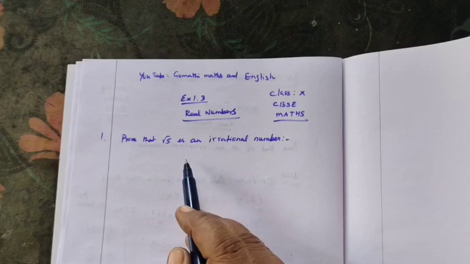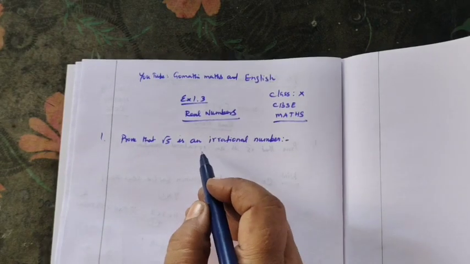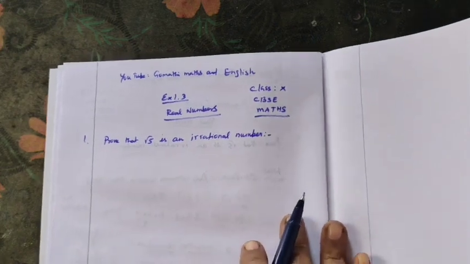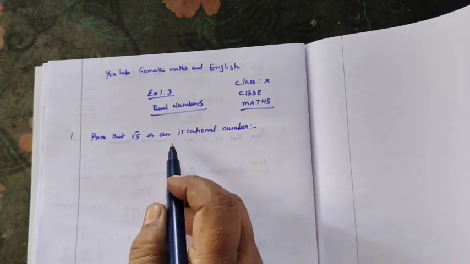Prove that root 5 is an irrational number. This we prove by contradiction, that is we are taking it as a rational number.